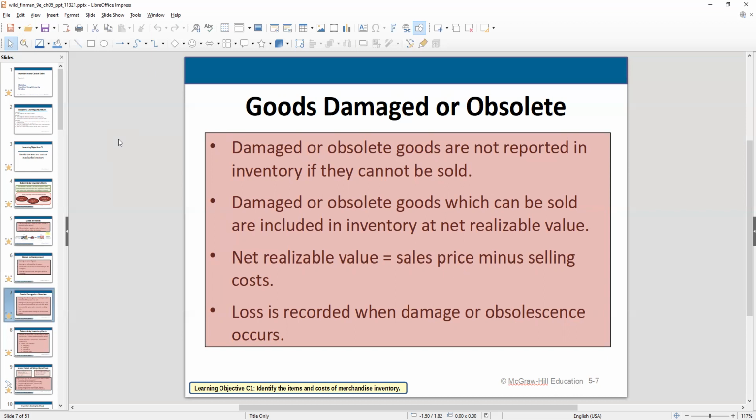There's something called net realizable value, and that's the sales price minus the selling cost. That's important to know. And you're going to have a loss whenever damage or obsolescence occurs. If there's something you can't put out there because it's obsolete. Another example would be, you've heard about these recalls where meat's gone bad or cans have been damaged and you have to take the stuff back to the grocery stores. Well, grocery stores are just going to throw it out. They're not going to send it back to the manufacturer, but they're going to report to the manufacturer that this occurred. And that's when you're going to treat it the same way as damaged goods.